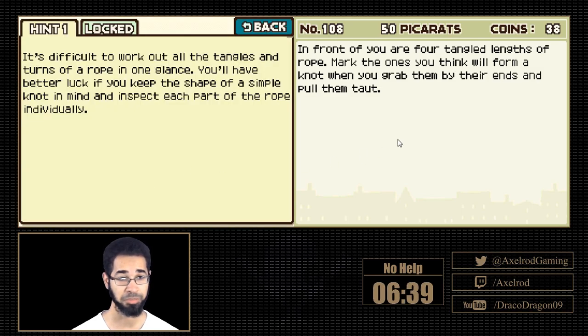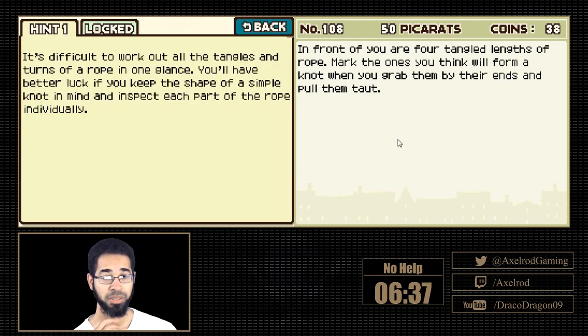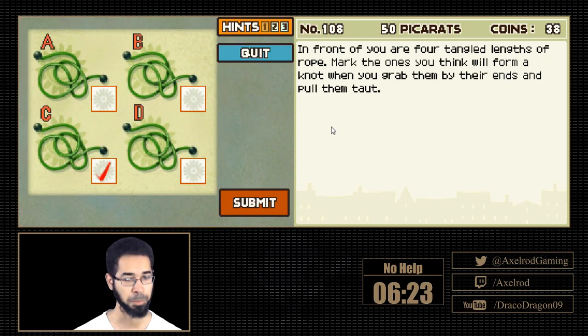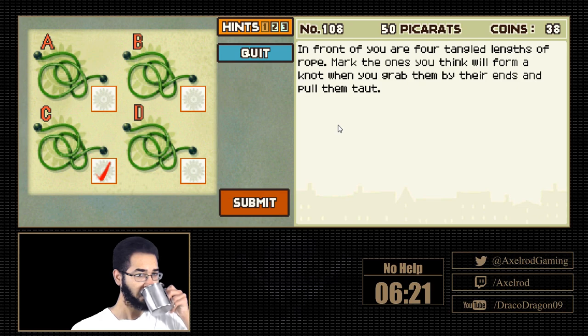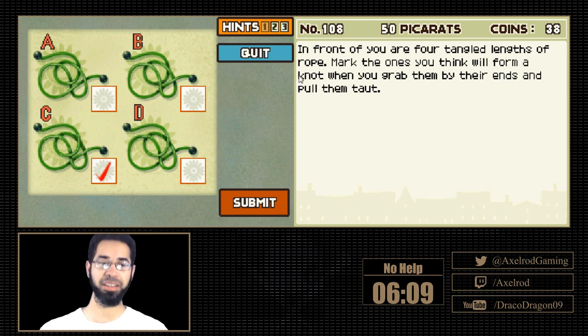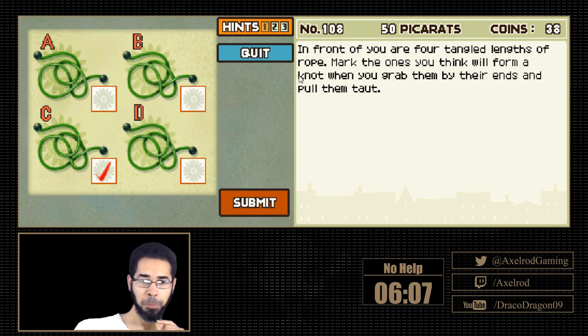So let's use a hint coin. It's difficult to work out all the tangles and turns of a rope in one glance. You'll have better luck if you keep the shape of a simple knot in mind and inspect each part of the rope individually. That's not helpful at all. That's definitely not B either.